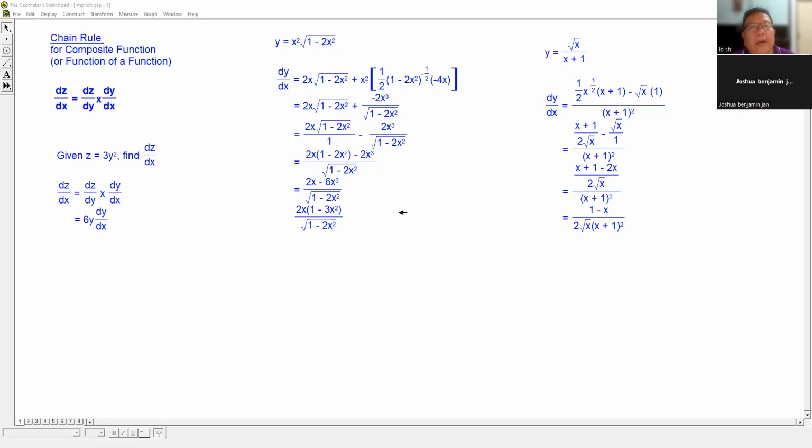Yes. Okay, right. So I can see that you are having difficulty trying to differentiate square root. Okay, right. So we look at this problem here. y equals x squared, then multiply with the square root of 1 minus 2x squared. So this consists of a product of two functions, x squared and square root of 1 minus 2x squared.